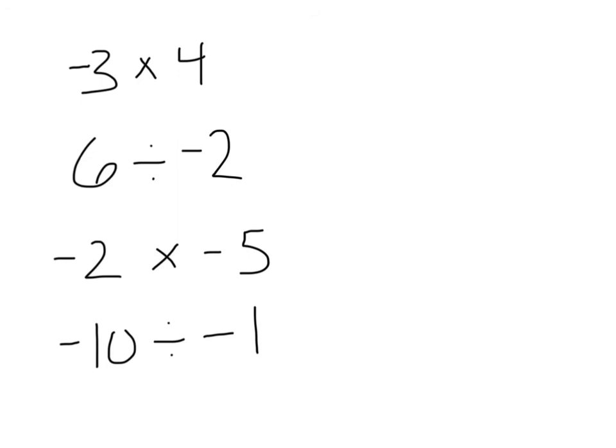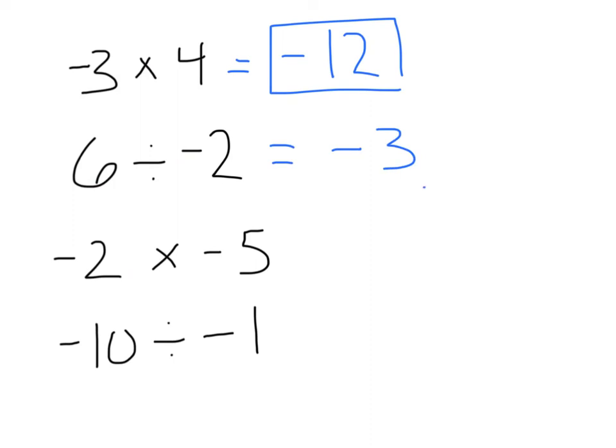Here we have negative 3 times 4. Well, I have a negative 3, a positive 4. That's going to give me a negative 12. Next, I have a positive 6 divided by a negative 2. That's a positive and a negative. My answer is going to be negative 3.